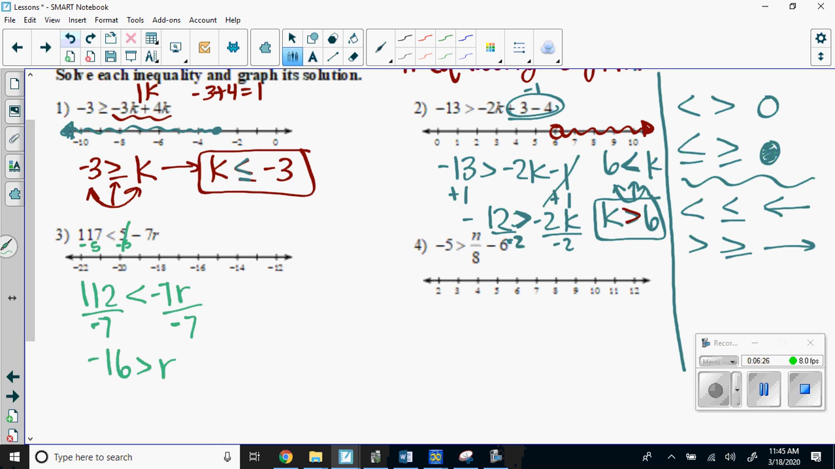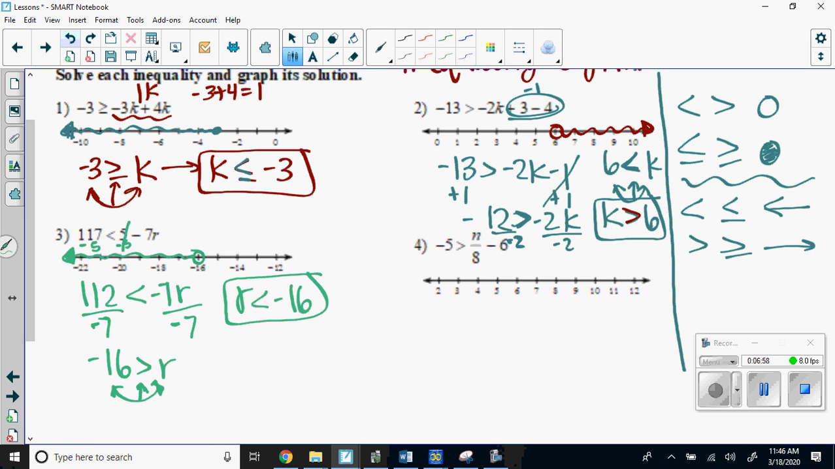But we're going to flip this around again. So I'm going to do the switcheroo on all of these things. So we get r is less than negative 16. It says the exact same thing. Negative 16 is bigger than r means the same thing as r is smaller than negative 16. Graph it by putting an open dot on negative 16 and shade to the left.